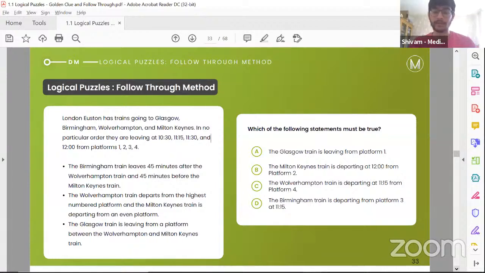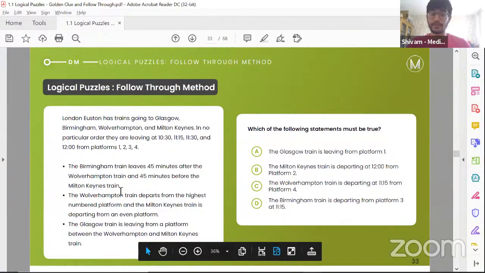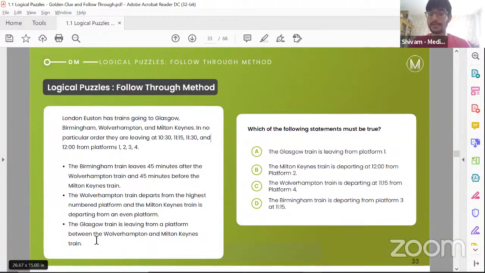Perfect. Mohib, when I have gone through this question with some students, they have basically read through these three bullet points. And they've read this final bullet point. And the final bullet point here says the Glasgow train is leaving from a platform between Wolverhampton and Milton Keynes. Mohil, that's still quite an important point, isn't it? Because we know that the Glasgow train, therefore, can't leave from platform one, can it?